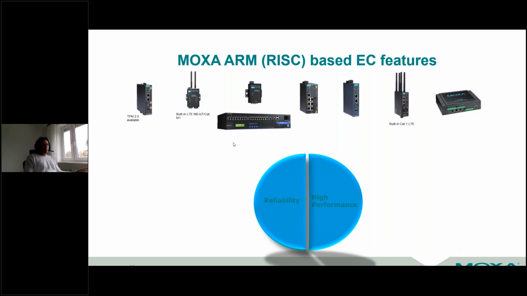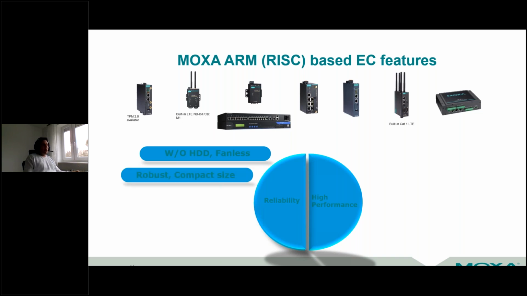As a matter of fact, when we design our ARM-based embedded computers, they have to be a compromise between reliability and high performance. For reliability, all Moxa embedded computers are without a hard disk inside, without rotating parts. They are fanless. They don't have cooling rotating parts like in standard computers or laptops. They are robust and compact in size, and of course they are intended to be used in industrial harsh environments. High MTBF values, mean time between failures, is the next property of our computers for which customers recognize Moxa as a reliable hardware supplier.